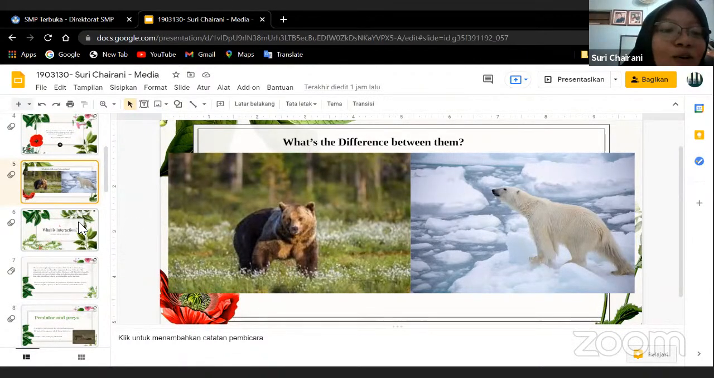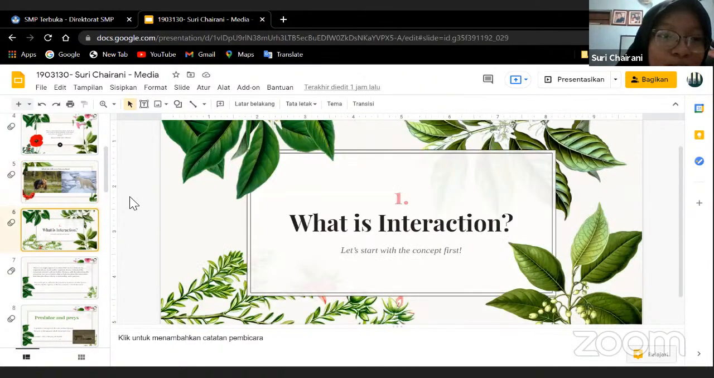So we jump to the next slide. From this picture, what can we describe? What can we analyze? What is interaction? Maybe we can jump to the explanation slide.